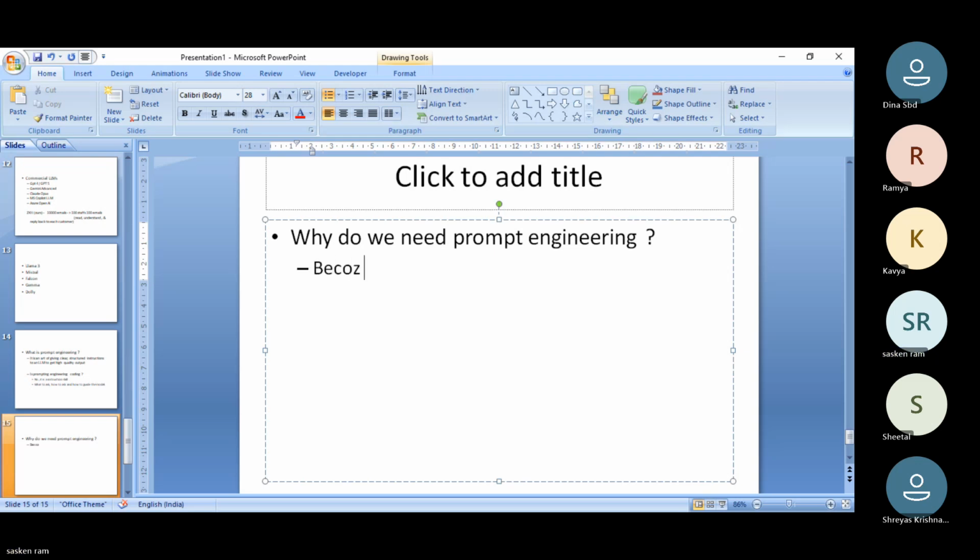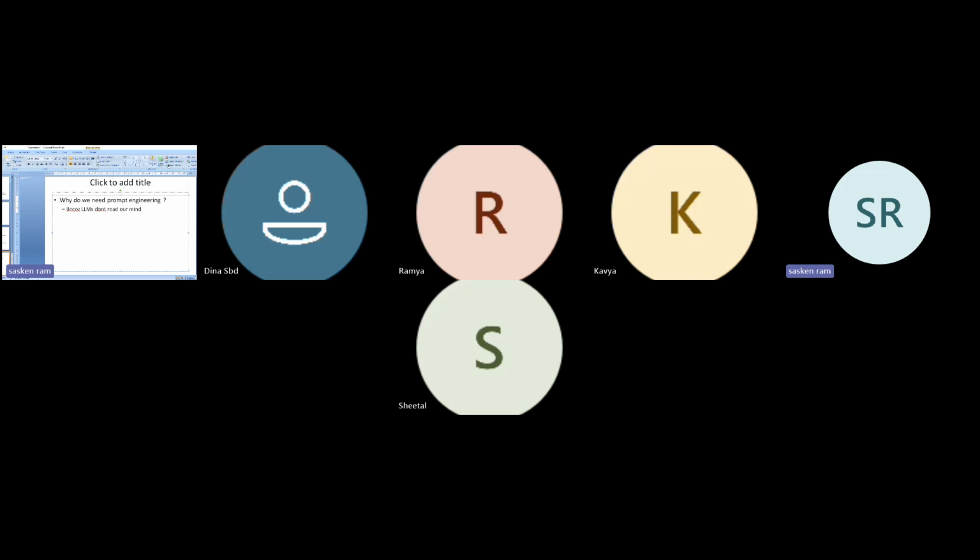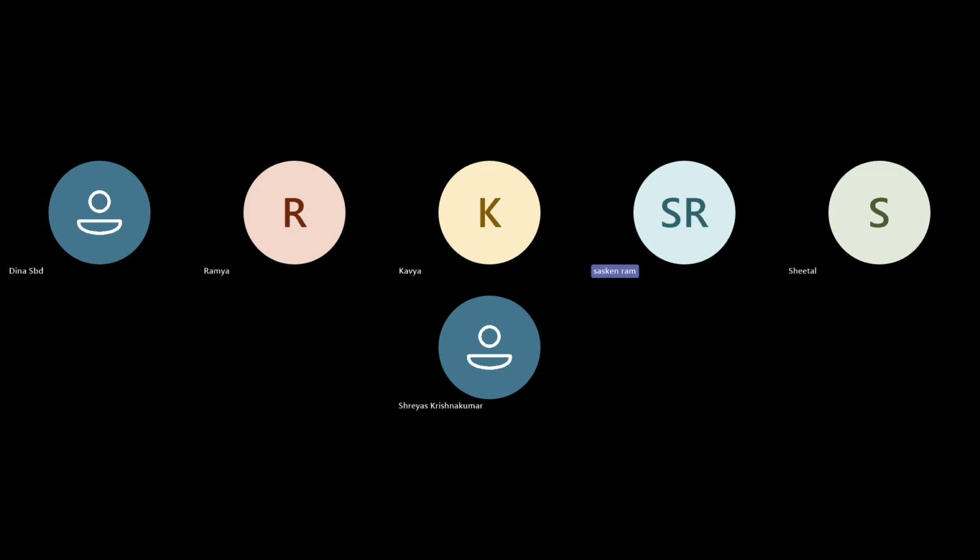First of all, why do we need prompt engineering? Because LLMs don't read our mind. They read only our instructions. Whatever I type, it can understand only this instruction. Got it? See, I'll just show here. I did not share my full screen. Okay, 1 second.